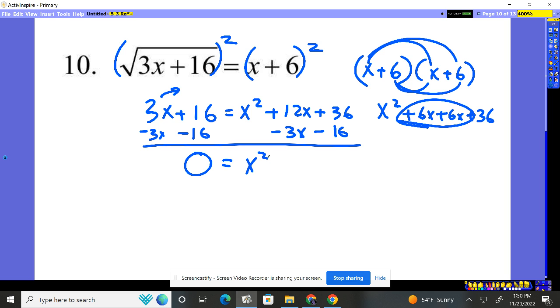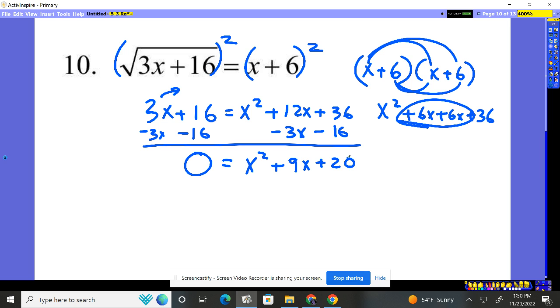There's your x squared. 12x minus that is how much? 9x. 36 minus that is 20. So we're looking at two things. We now need to factor this. Okay, it's a trinomial. As soon as you see a trinomial, you've got to say, hey, I've got to factor him.